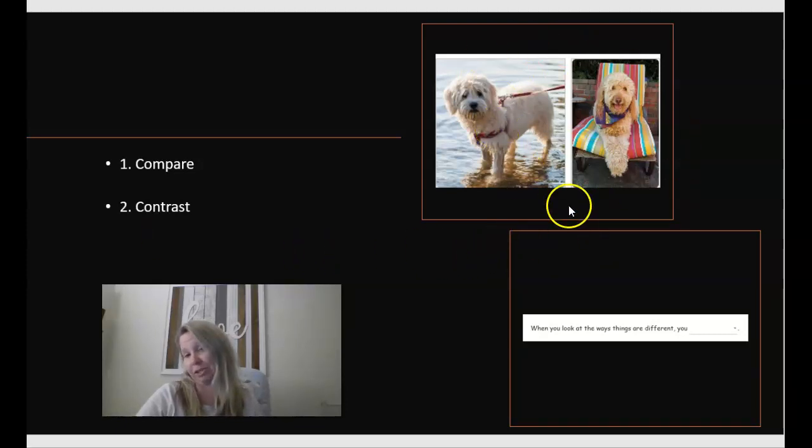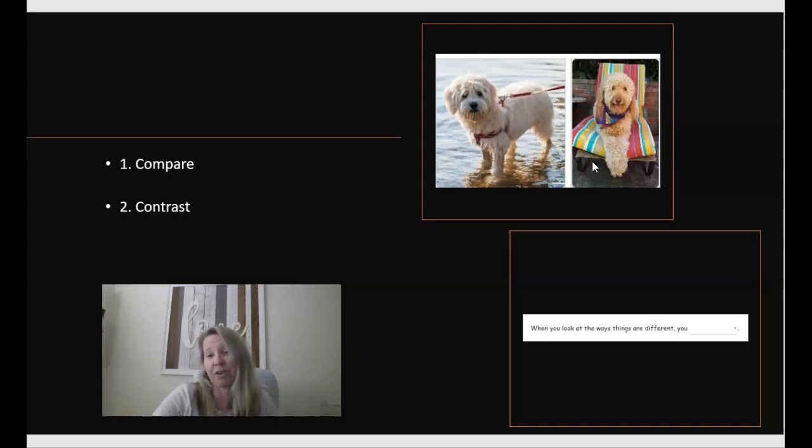So check out these cute dogs up here. We can compare them and see how they're alike, and we can contrast and see how they are different. So let's think about how they're alike. Maybe you can think of a couple ways that they're alike. I'm thinking they're both dogs. They both have four legs. Okay, that's a couple ways that they're alike.